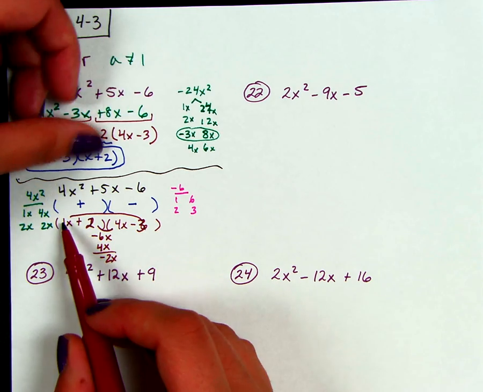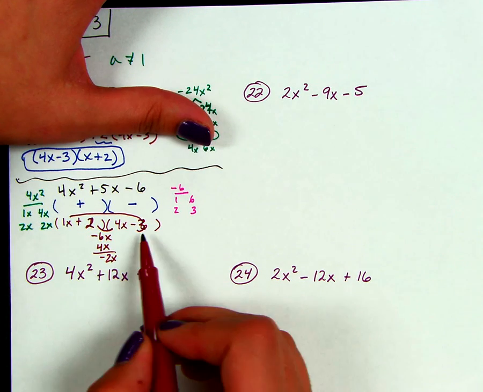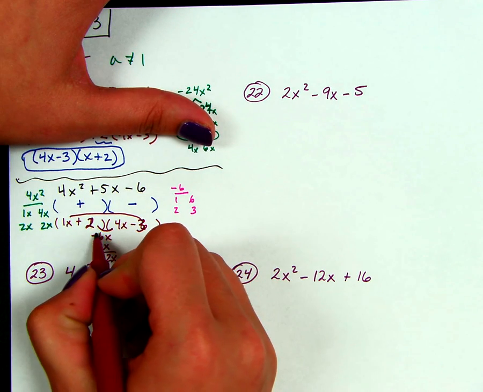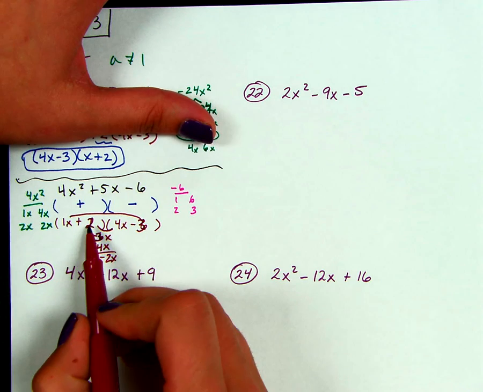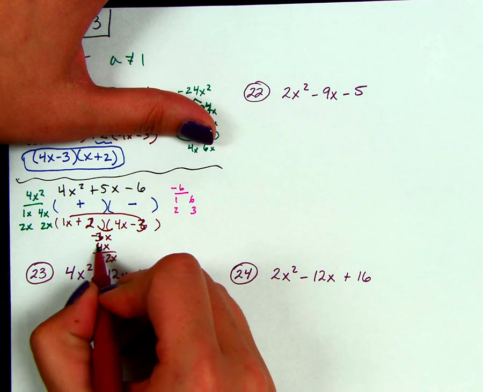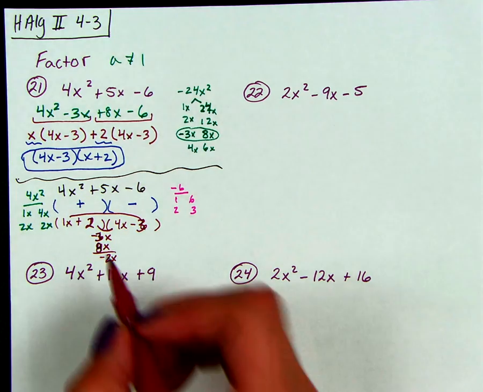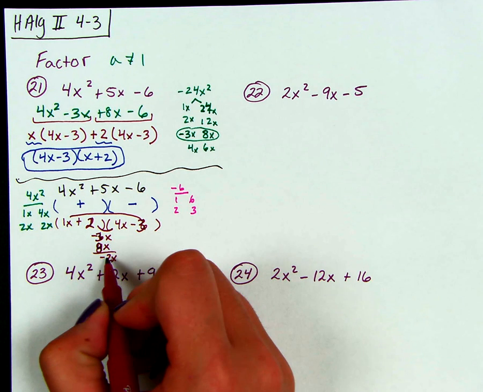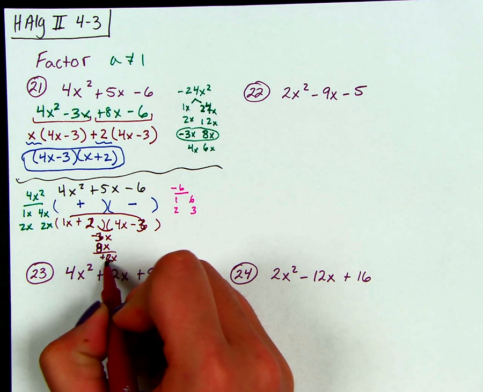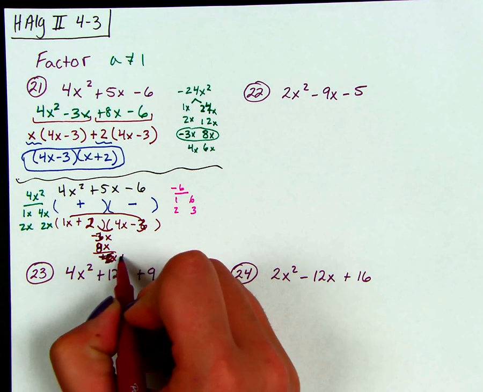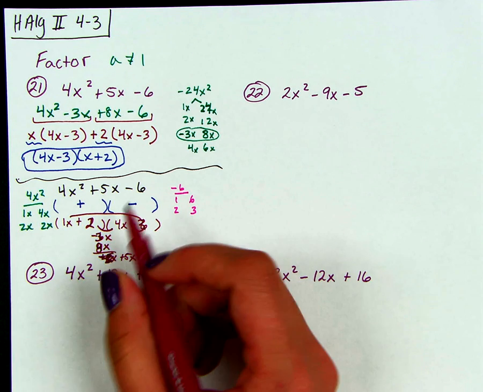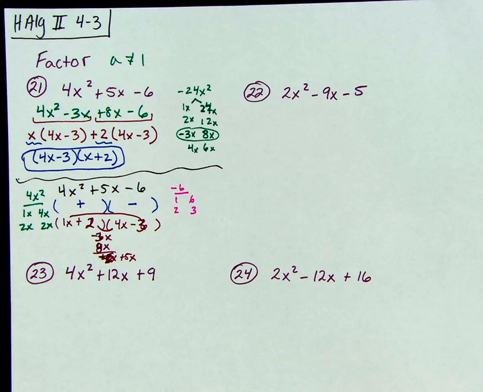So again, we multiply the last. So 1x times negative 3 is going to be a negative 3x. And then 2 times 4x will be 8x. And again, we're going to add those together. So negative 3x plus 8x will be a positive 5x, which is our middle term. So that means that we picked the right set of factors.